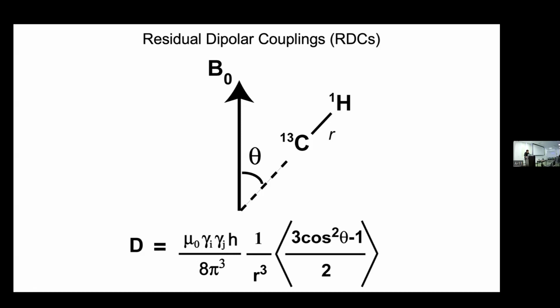We have an inverse cubic term in the distance r. And then we have the gyromagnetic ratios. So the bigger the gyromagnetic ratio, the bigger the dipole coupling, and it scales linearly. And then we have a bunch of constants.